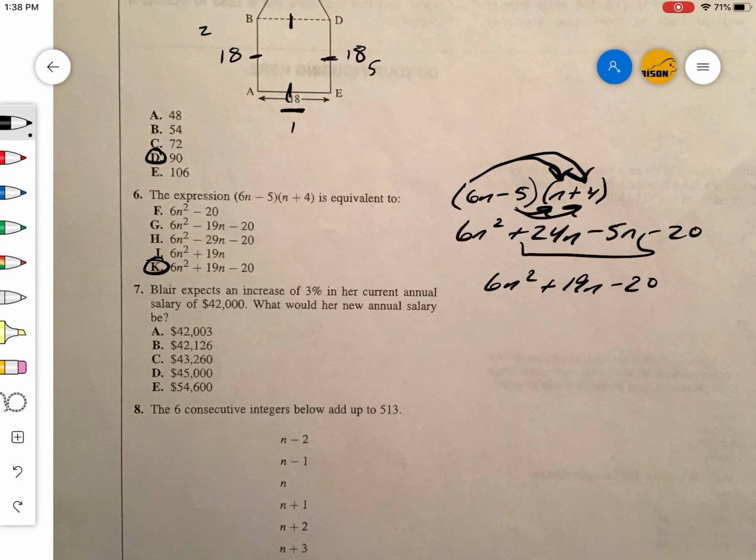All right, Blair expects an increase of 3% in her current annual salary of $42,000. What would her new salary be? We've talked about percent increase before. The easiest way to get this is to take 42,000. Now, we could multiply that by 3%, figure out what 3% is, and then add it to it. But I think it's way easier to just multiply by 1.03, which is multiplying it by 100% and then also the 3%. So you don't have to do any adding or subtracting. This is a lot easier, and it helps people from getting messed up. So if you do 42,000 times 1.03, it'll give you 43,260, which just so happens to be an answer choice, C.